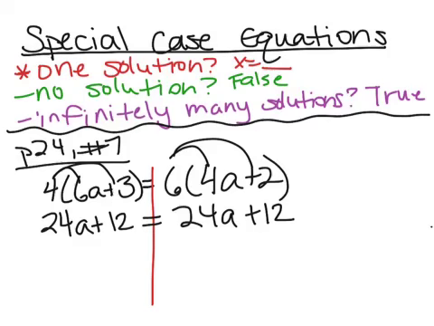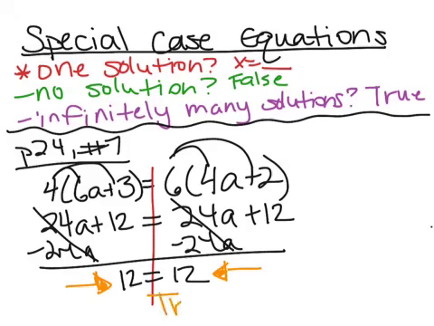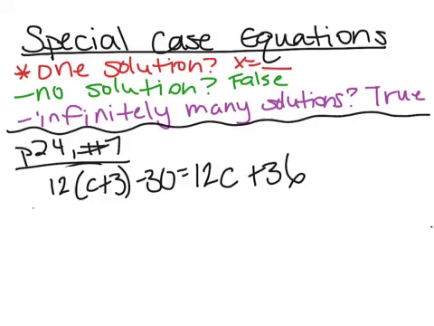Now I want to get all my variables to one side. So I'm going to get rid of this 24a on the right side by subtracting it. When I do that, 24a minus 24a goes away on both sides, and I'm left with 12 equals 12. At this point, since all of my variables are gone, I'm looking for: is my statement true or false? Well, 12 equals 12, so that's true. Since it's true, that means there are infinitely many solutions. That means I can plug in any value for a, and the left side of my equation will always equal the right side. Now let's take a look at one more.